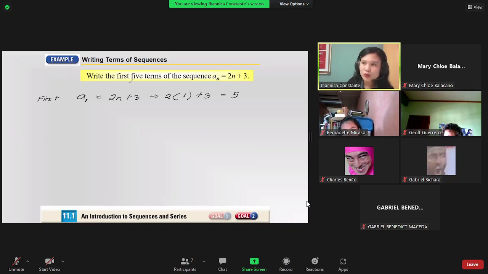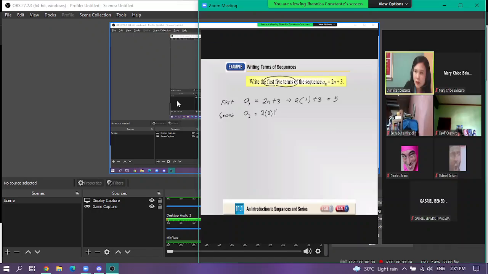And if we continue until we reach the first 5 terms of our sequence, we're just going to change the value of n to the relative position of the term that we are solving. Let's say we're solving for the second term. So it will be a sub 2. The value of n is 2. So 2 times 2 plus 3.